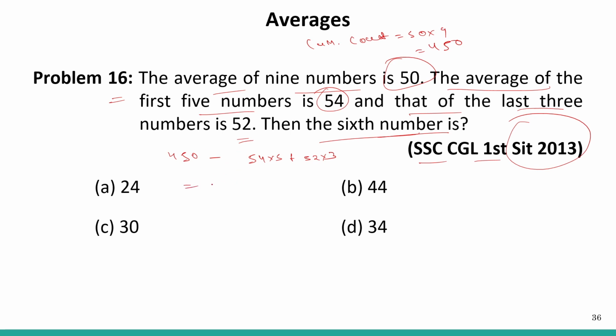So this will be equal to 450 minus this, which is 270 plus 156. So minus this. There will be a minus. We can write this as plus if we have a bracket down here. So after all the calculations, what we are left with is this one.